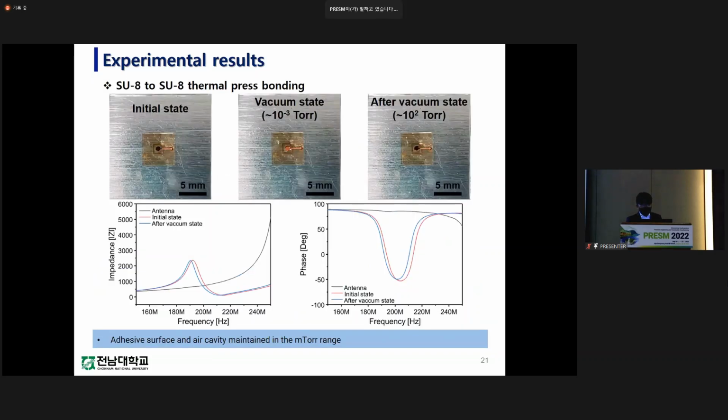In order to check the robustness of the fabricated pressure sensor, the pressure was lowered to the millitorr range in the vacuum chamber, and the retention of the thin film was checked. In vacuum, the thin film of the pressure sensor was kept stable, and the resonance frequency was also kept constant.